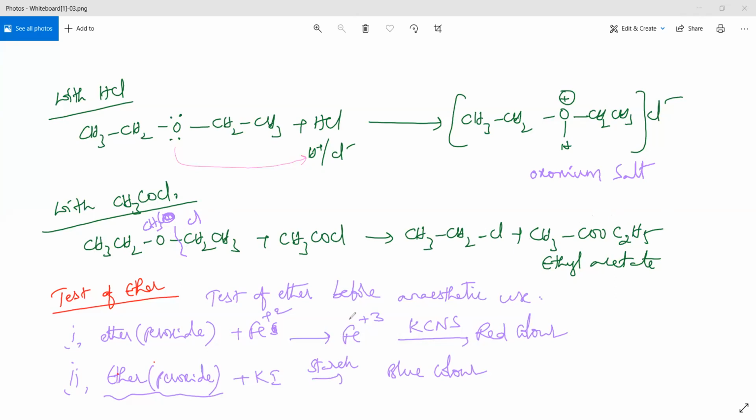Then tests for ethers. Before anesthetic use, ether is treated with Fe plus 2, which will give rise to Fe plus 3. Potassium thiocyanate gives you red color, which indicates presence of peroxide. With starch and KI, it gives blue color. That indicates presence of peroxide.